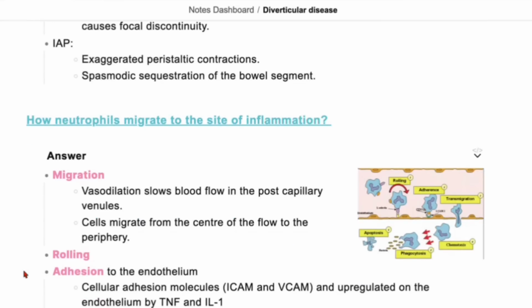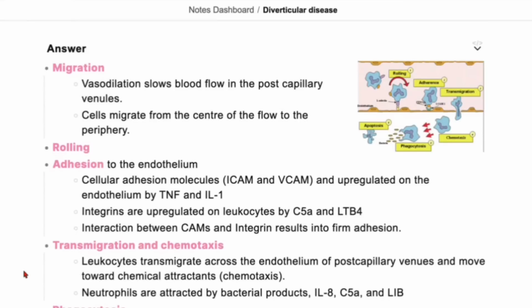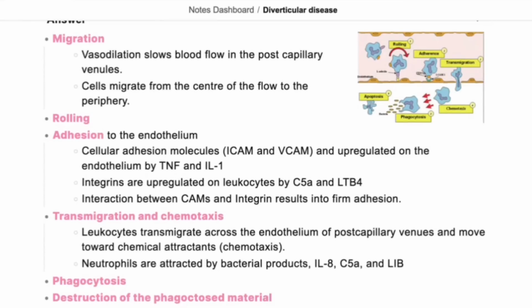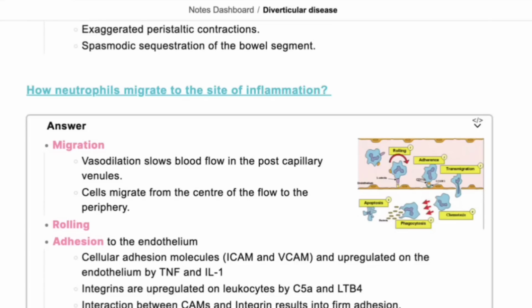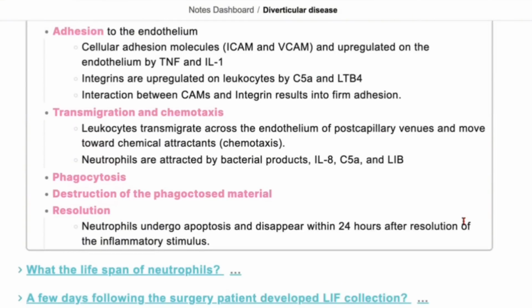That's right. So migration, rolling, adhesion, transmigration, and finally chemotaxis. And then the process will continue by phagocytosis through the phagocytes, and at the end, destruction of these phagocytes and the resolution of the inflammation. All right, but you want to mention the migration happens through 4 stages: rolling, adherence, transmigration, and chemotaxis. You want to mention the word chemotaxis? Yes. All right, good. What is the lifespan of neutrophils?